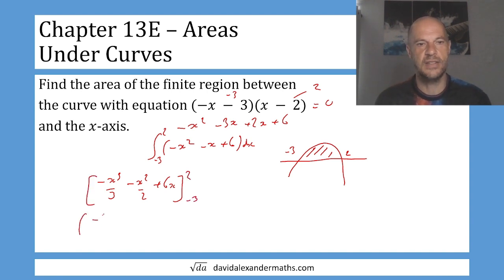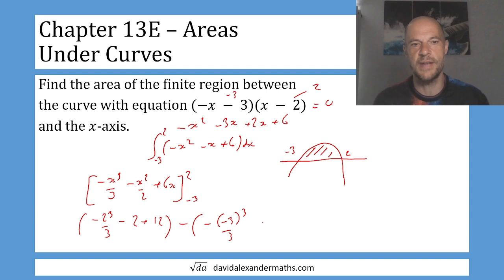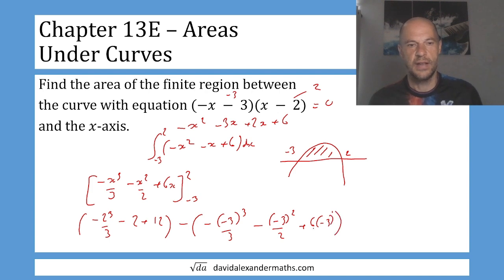So that's going to be minus 2 cubed over 3 minus 2 squared over 2, which is 4 over 2, which is 2, plus 6 times 2, which is 12. Take away negative, minus 3 cubed over 3 minus, so that's minus 3 squared over 2 plus 6 lots of negative 3. Okay, so let's just do the first bracket first of all. So we have, all the minus symbols can cause a problem.